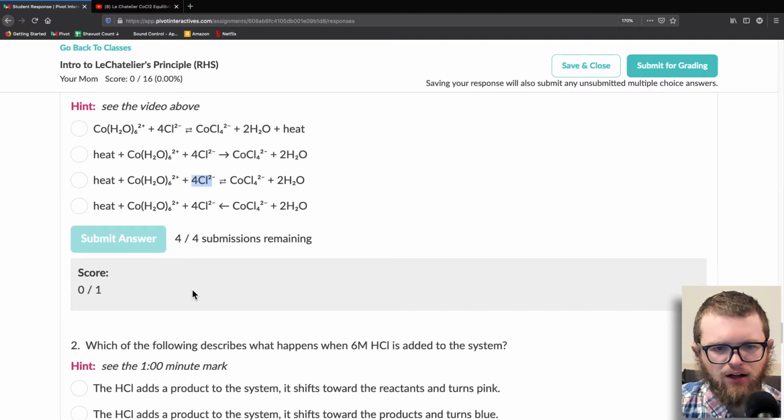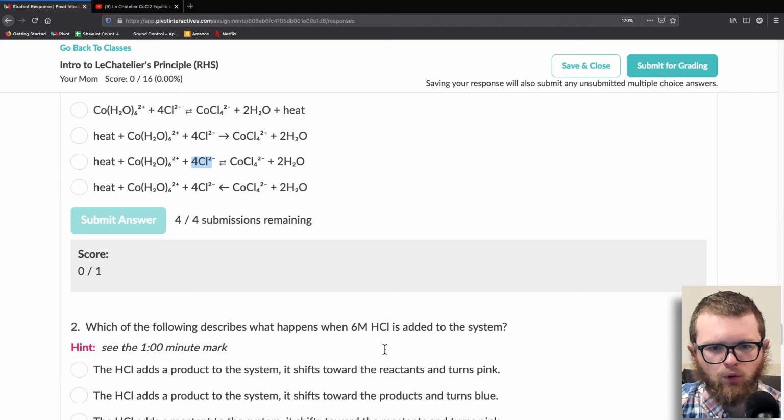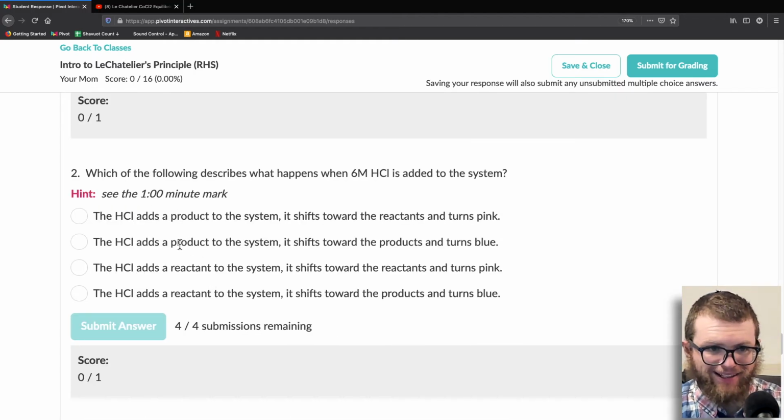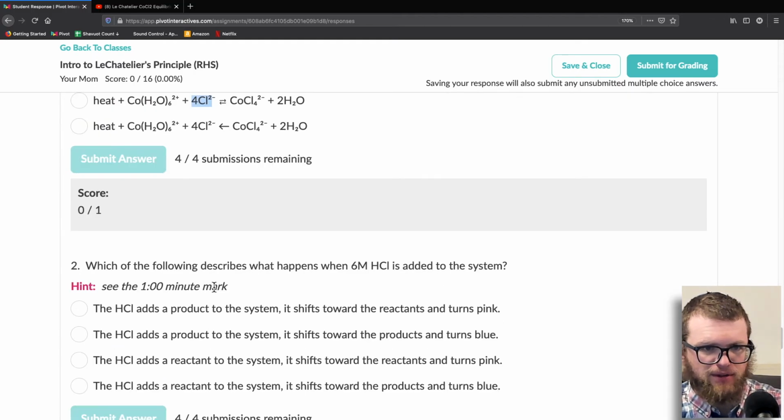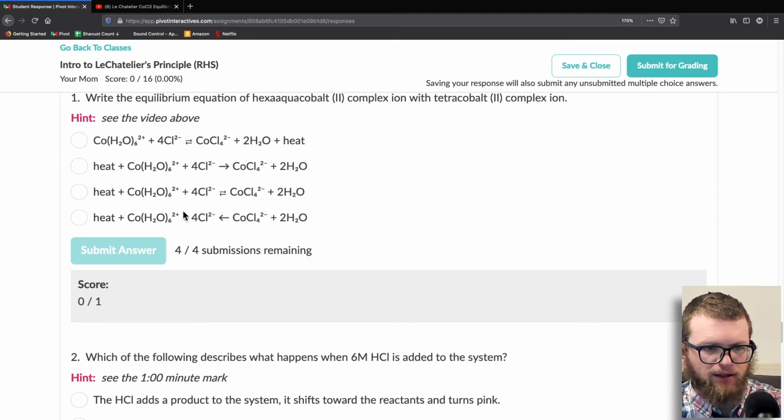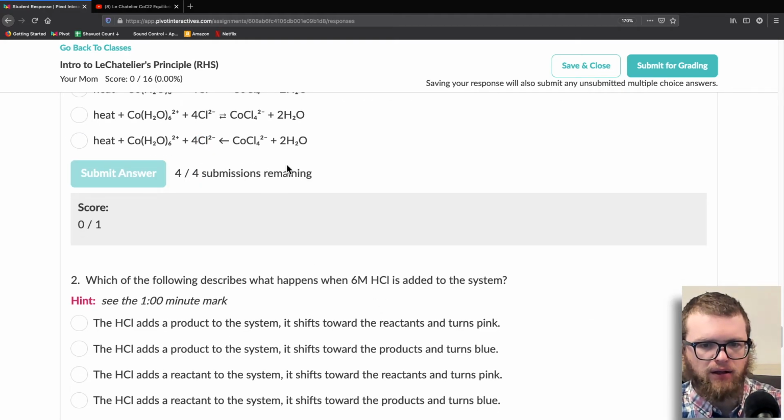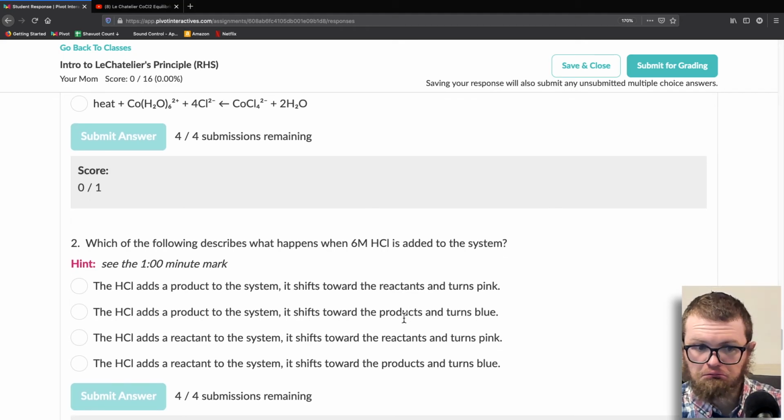So is chloride a reactant or a product? If that HCl is where we get our Cl minus from. So if we're adding Cl minus to the system, is Cl minus a reactant or a product? It is a reactant. And then which way did it shift it?